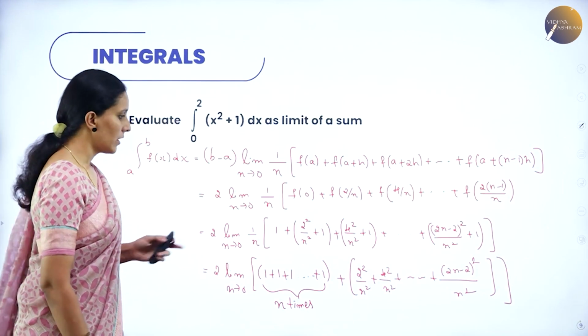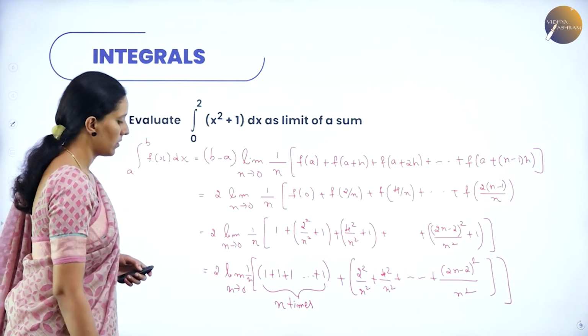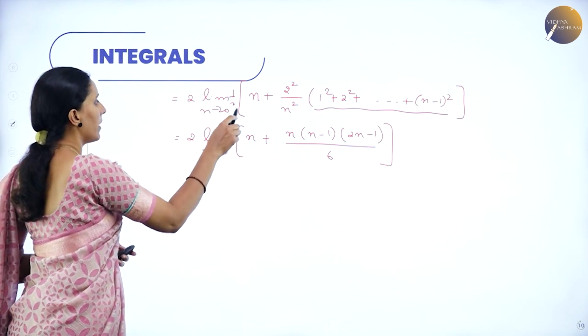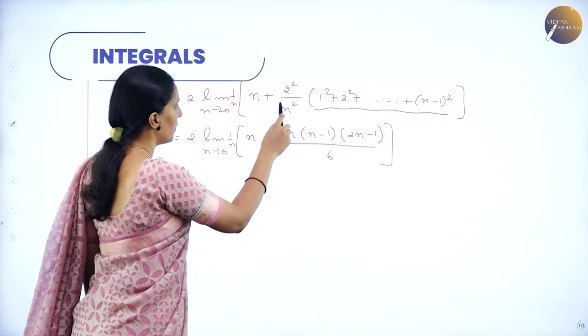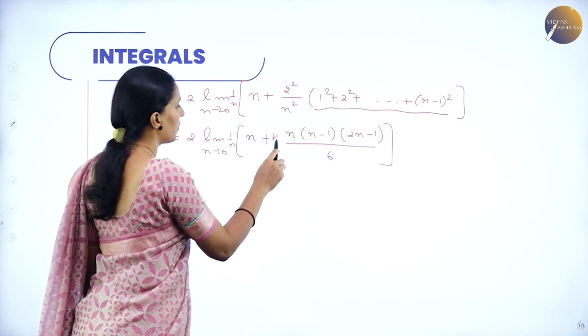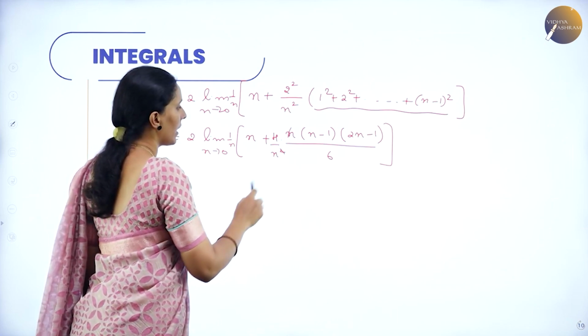So next, here we have 1 by n left, write 1 by n here. Write 1 by n here also. Taking here 2 square is nothing but 4, and here we have n square. So n gets cancelled.